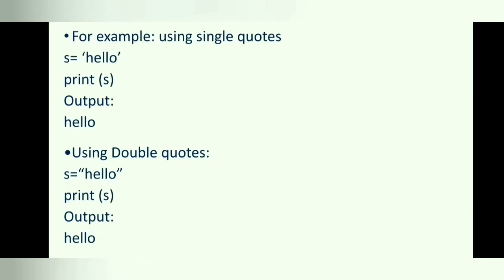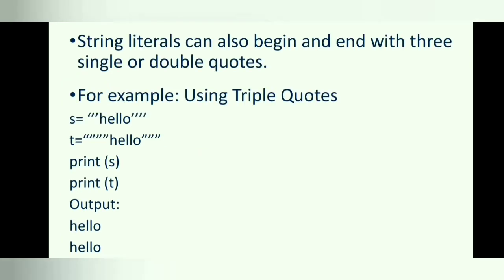For example, using single quotes, 'hello' is assigned to S, print S, output will be hello. Using double quotes, "hello" is assigned to S, print S, output will be hello. String literals can also begin and end with 3 single or double quotes. For example, using triple quotes, hello is assigned to S by using 3 single quotes. Again, hello is assigned to T by using 3 double quotes. Print S, print T. Output will be hello and hello.